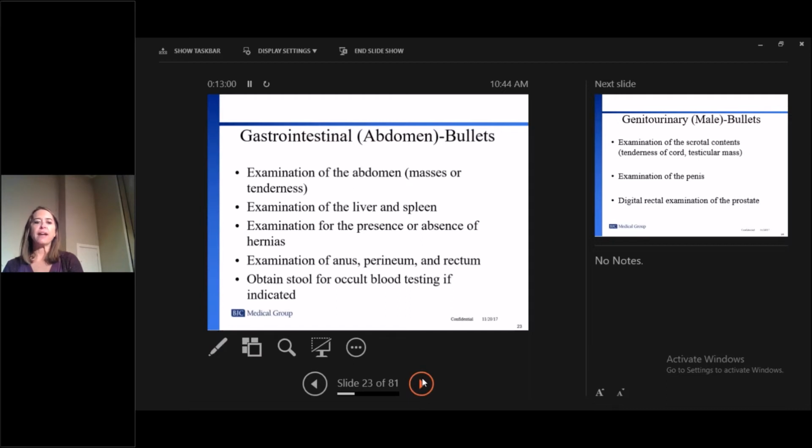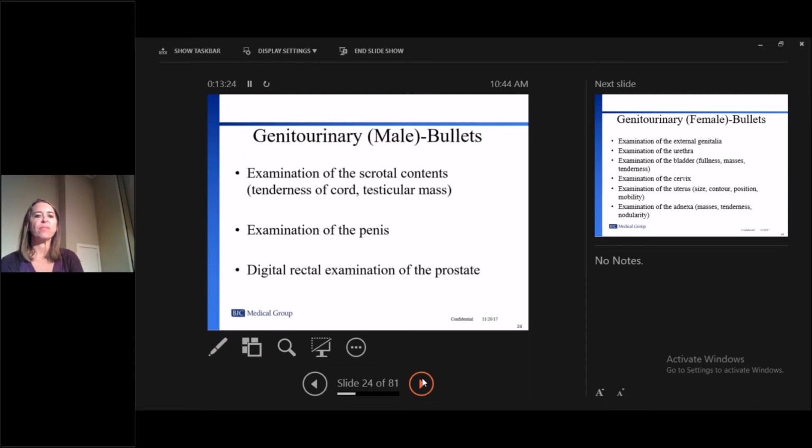As far as GI, I think this one's pretty self-explanatory. We're going to be doing the exam, looking for masses and tenderness, percussing over the liver and spleen, no hepatomegaly noted, looking for hernias. And if you're doing an exam of the anus, perineum, or rectum, or doing an occult blood, you can get bullet marks for those also. Genitourinary for men: doing the scrotal contents, examining the penis, or if you're doing a digital rectal exam for a prostate.